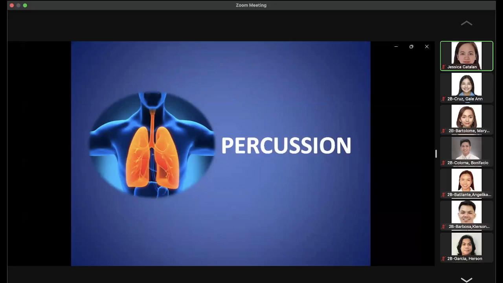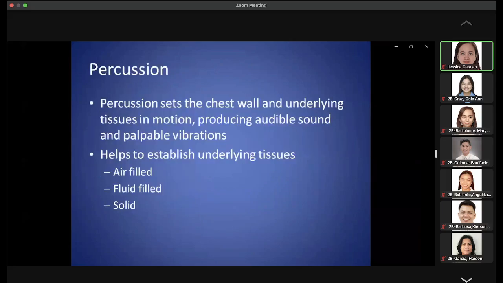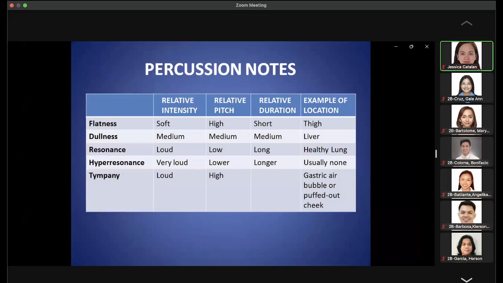So next examination technique is percussion. So percussion sets the chest wall and underlying tissues in motion, so producing audible sound and palpable vibration. This helps to establish underlying tissues, whether be it air-filled, fluid-filled, or solid. So here are the common percussion notes. So flat if it's on a solid matter, so thigh.